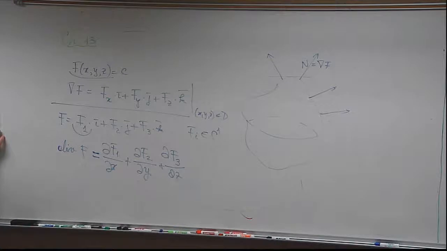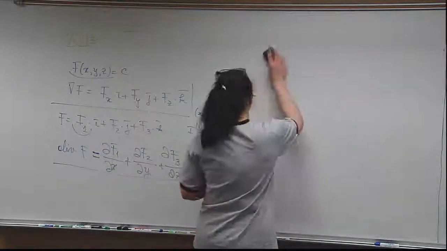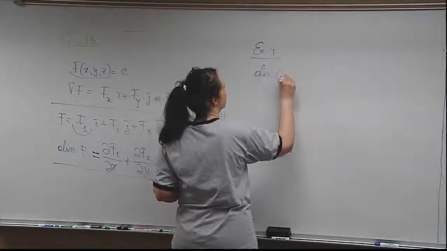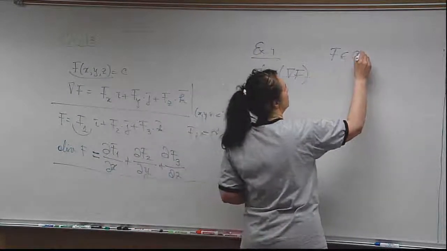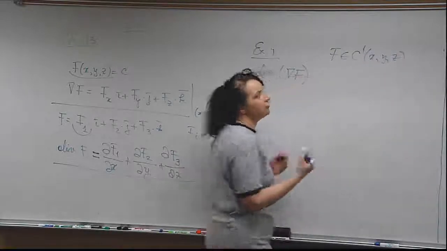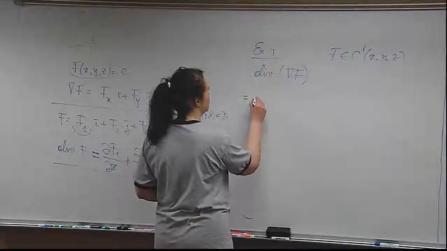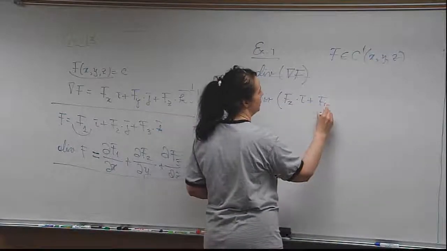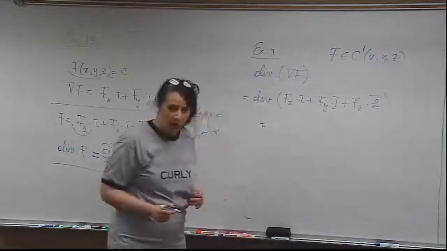So I'm asking you as an exercise, like I did last time, the same thing. Exercise 1 for this section: compute the divergence of the gradient of f, where f is a C1 function of x, y, z. That means f is differentiable and with continuous derivatives. What does it mean? It means that you have to compute the divergence of f sub x i plus f sub y j plus f sub z k. And you're thinking, I can do that.